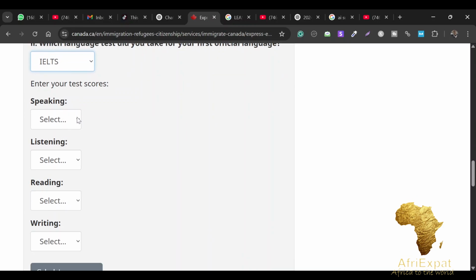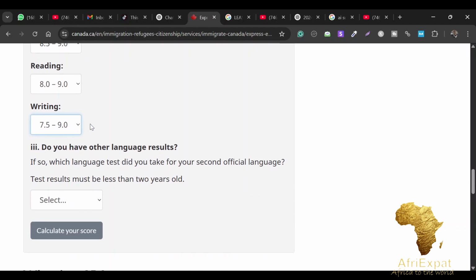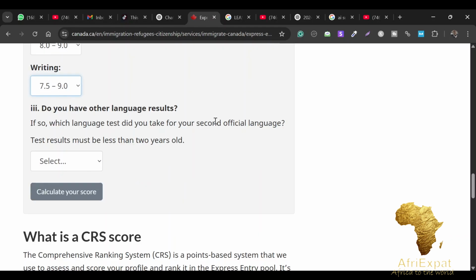Speaking, what did you score in your speaking? So I will choose this. So if your score is within this range, you choose it. If it is less than, you choose any of the options that apply to you. So I will be choosing this, 7.5 to 9. For your listening, I will also be choosing this, the highest. For your reading, I will also be choosing this. And then for your writing, I will be choosing this. So it's like I maximized my English proficiency result.